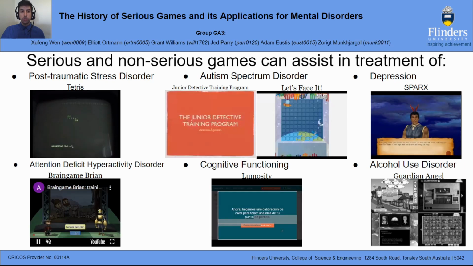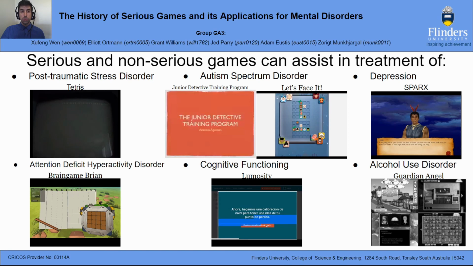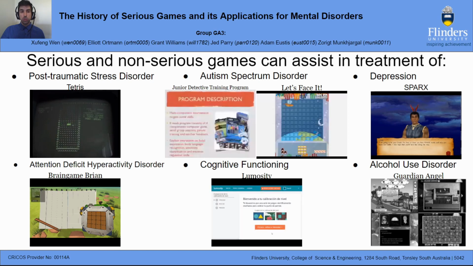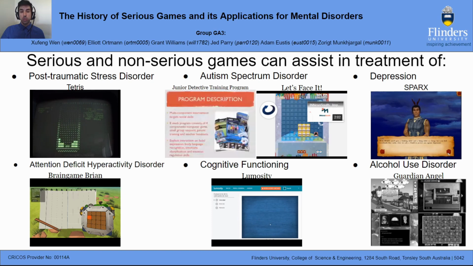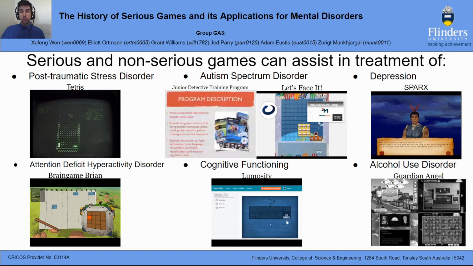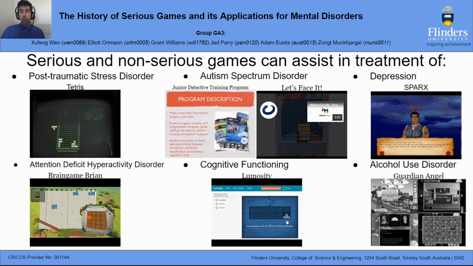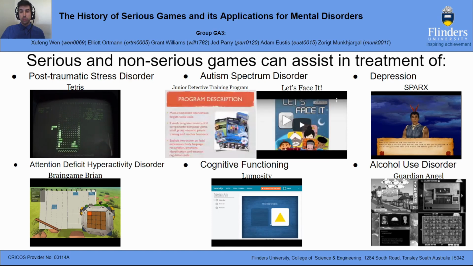For example, Tetris was used for the treatment of post-traumatic stress disorder, Junior Detective Training Program and Let's Face It were used in the treatment of autism spectrum disorder, Sparks was used in the treatment of depression, Brain Game Brian was used in the treatment of attention deficit hyperactivity disorder, Luminosity was used in the treatment of cognitive functioning, and Guardian Angel was used for the treatment of alcohol use disorder.